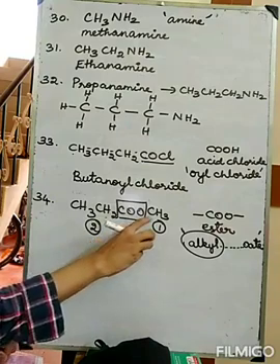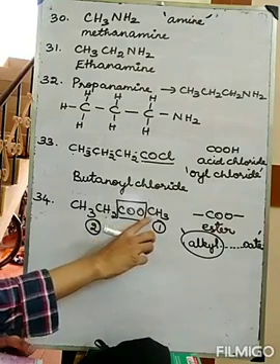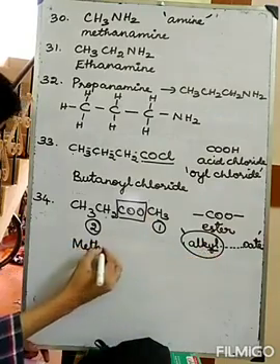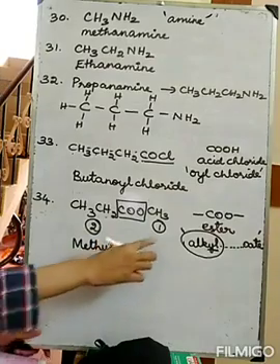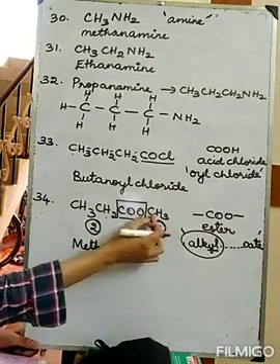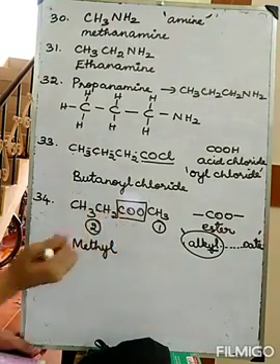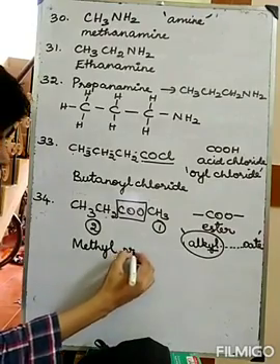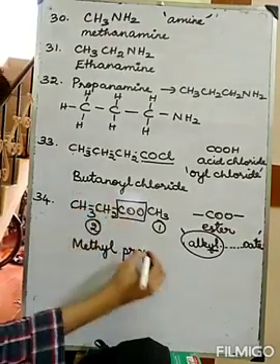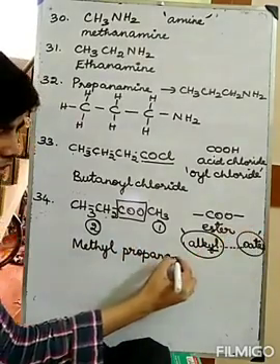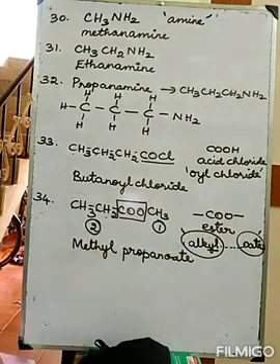So how many carbons are there? 1. So 1 means it is meth. Then YL you have to add. So methyl. So remaining how many carbons are there? 3. So 3 means pro. Single bond means A. Propan. Then you should add this OH. So what is the name of this compound? Methyl propanoate. Understood?